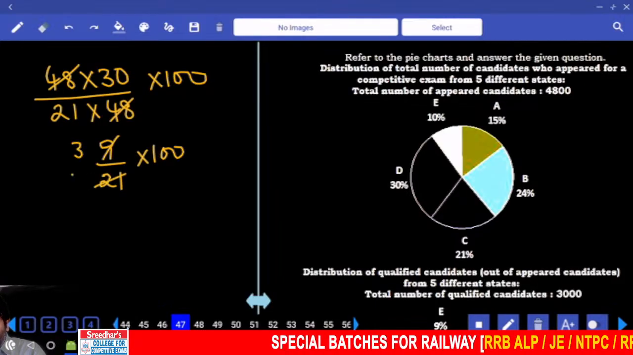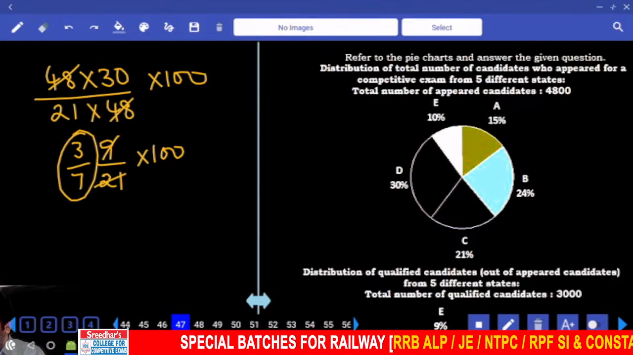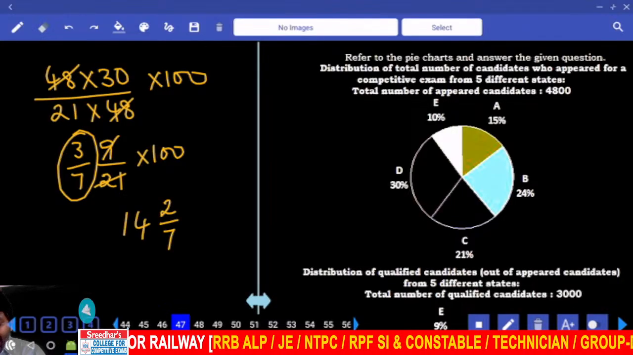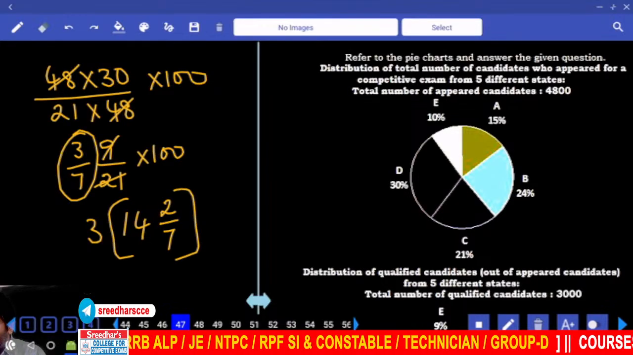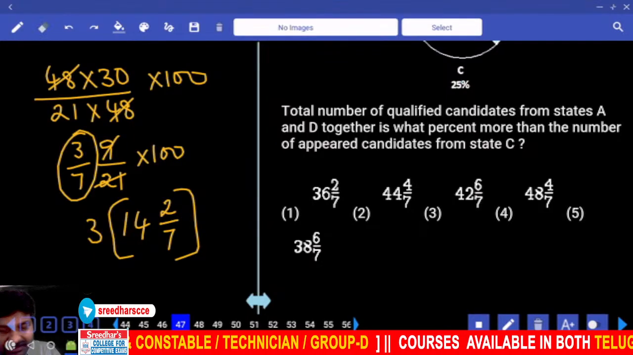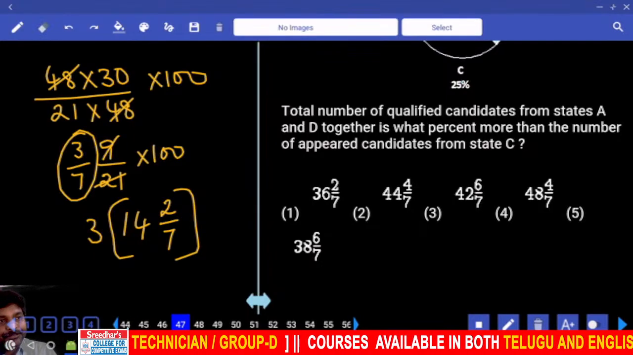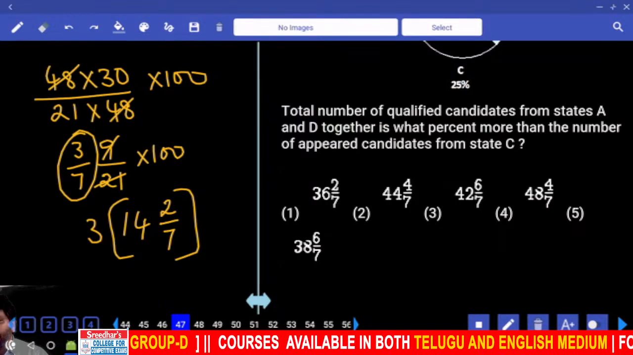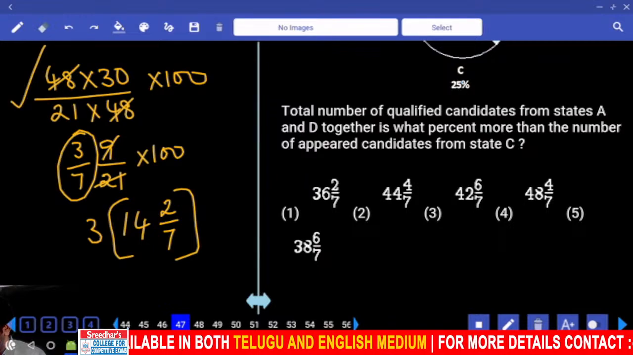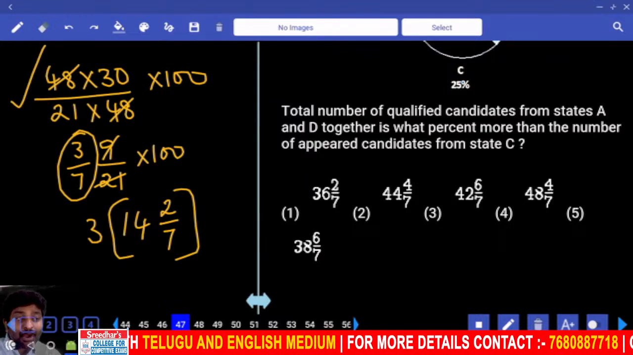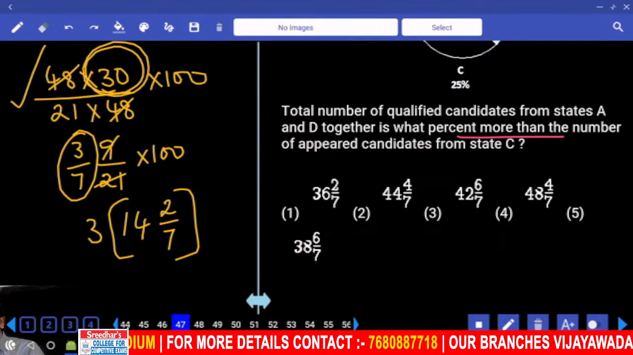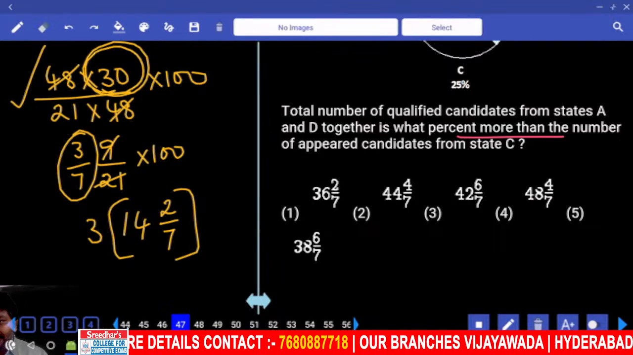3 times. 3/7, right? So what is 1/7? 14 2/7. 3/7 will be 3 into this much, 42. How many are there? Only one. Third option is the answer. First we considered numbers as it is. Now the actual question is what percentage more. Now we are taking how much more the numerator is than the denominator. Yes?